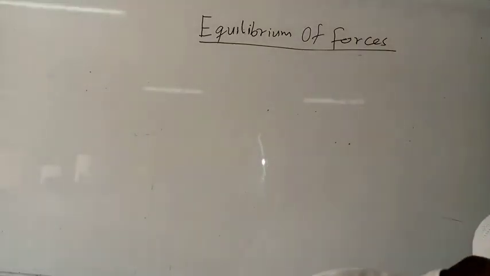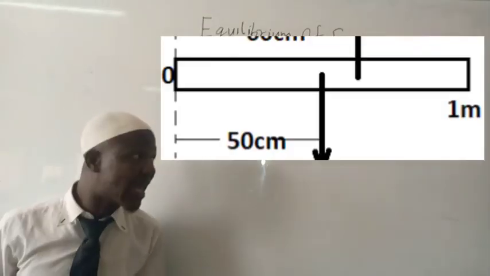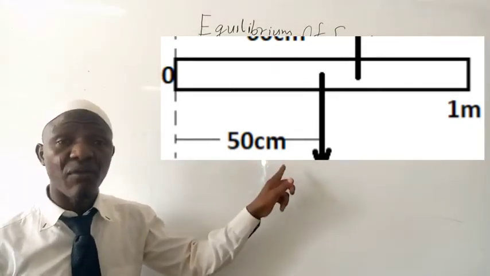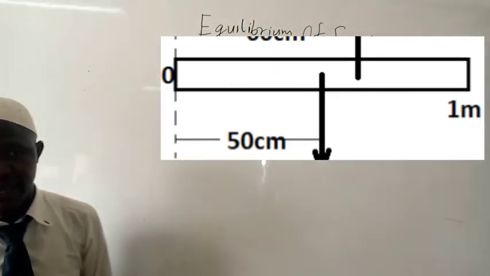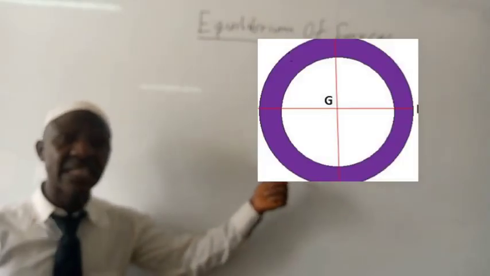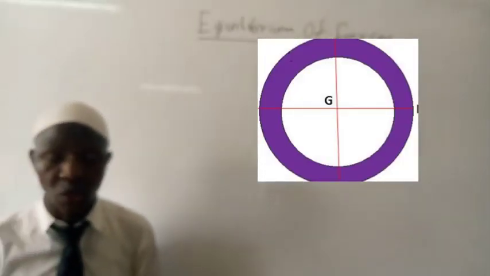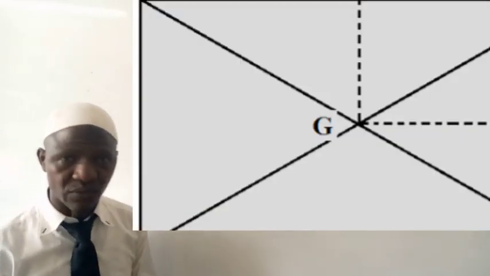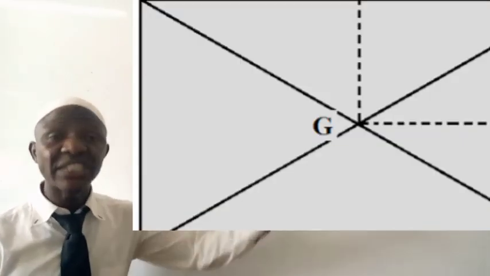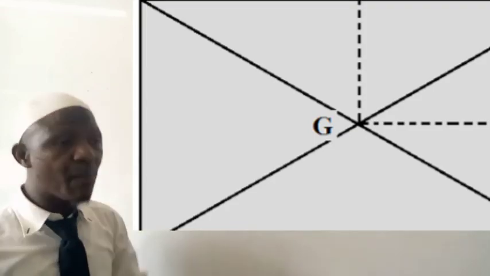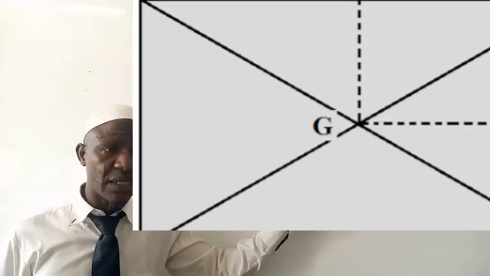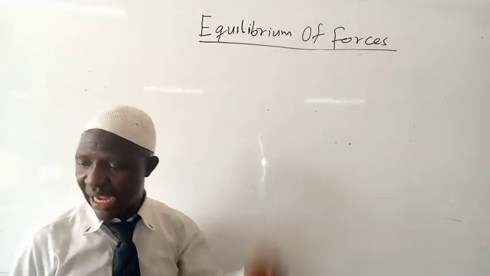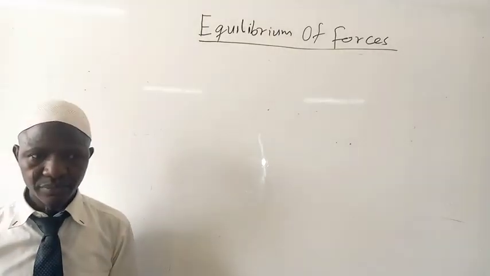Take a uniform meter rule, which is 100 centimeters. Its center of gravity is at what? 50 centimeters. What of a circular object? Its center of gravity will be at the center of the circle. What of a rectangular object? Its center of gravity will be at the point of intersection of the diagonals. So that is it about the center of gravity of a body.